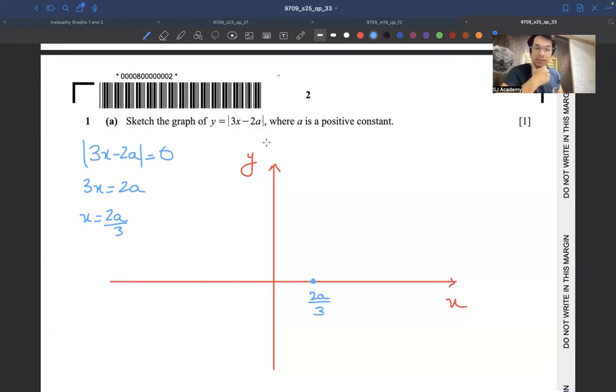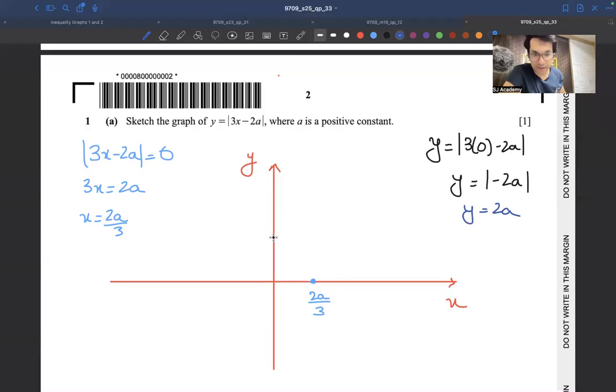And then as for the y-intercept, in that case, x is equal to 0. So we'll write y equals modulus of 3 into 0 minus 2a. We will get minus 2a in modulus sign, which means on the graph, we'll put it positive as it's a modulus sign. So y would be equal to positive 2a. So let's assume 2a is over here. This will be positive 2a. So we will make a line like this, and exactly the same line would be made in this direction.